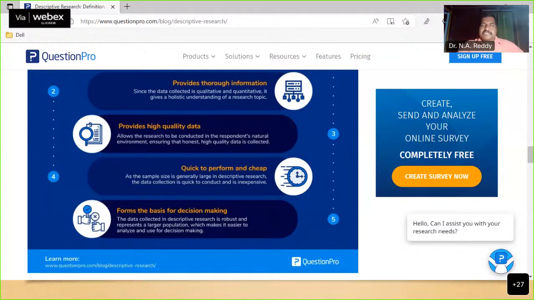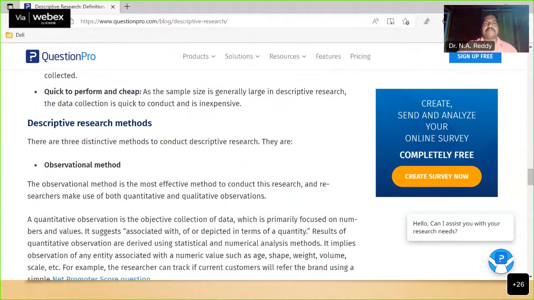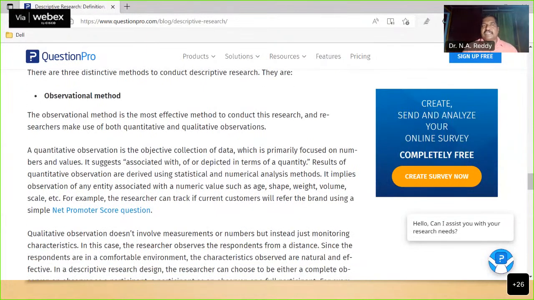In general, in qualitative research methods you will take a smaller total number of samples or population compared with quantitative. When you increase the quantity, the reliability and validity in general is more. Here is the basis for decision making. So there are different types of data collection methods, and here hypothesis also, whether directional or null hypothesis, varies. Natural environment, quick to perform: the descriptive research method, observational method. This method you can use not only for quantitative but even qualitative research purposes also.